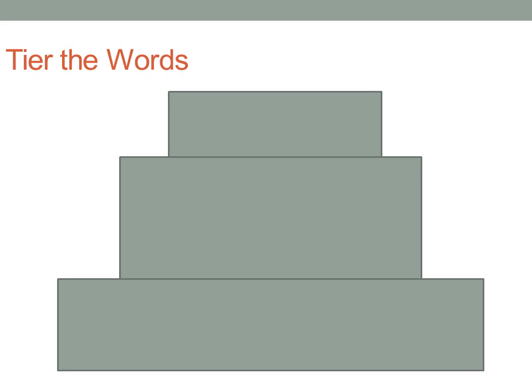Let's take a look at tier the words. First, tier 1 is everyday words. These are words that the students already know, like baby, happy, walk. These words do not need instruction. So we're going to focus on tier 2 words predominantly, and we're going to talk briefly about tier 3 words.